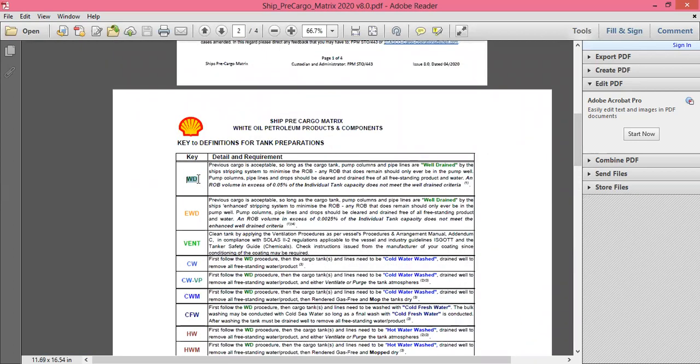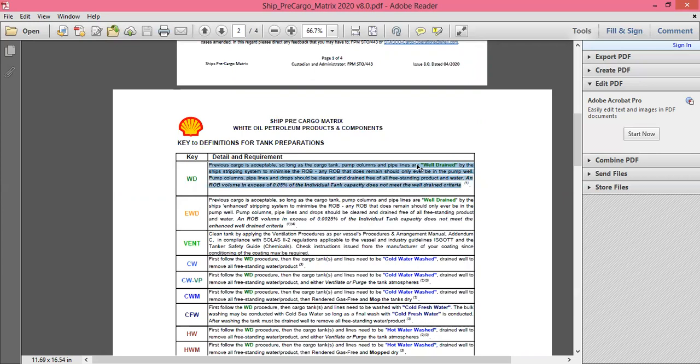WD is this. It says previous cargo is acceptable so long as the cargo tank, pump columns, and the pipelines are well drained by the ship's stripping system to minimize the ROB. Any ROB that does remain should only ever be in the pump well, pump columns, pipelines, and drops, cleared and drained free of freestanding product and water. An ROB volume in excess of 0.05% of the individual tank capacity does not meet the well-drained criteria.